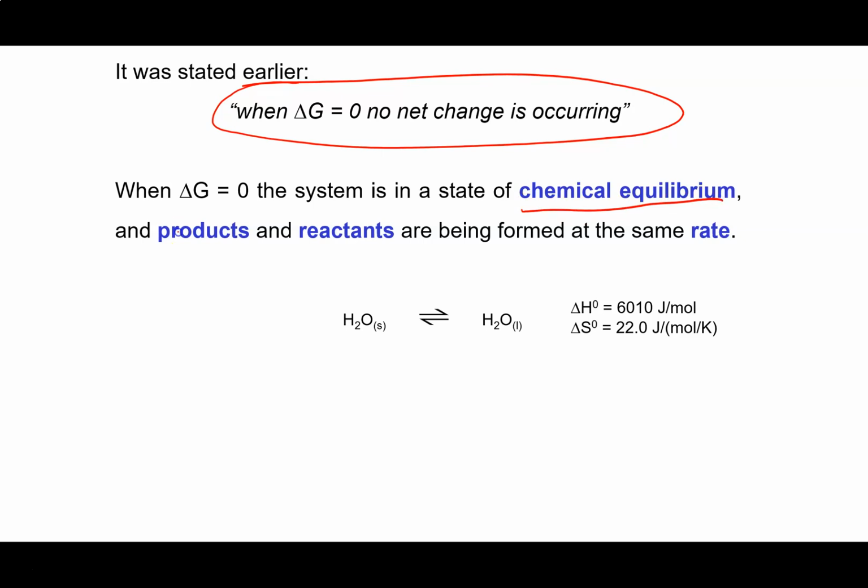Under these conditions, the reaction is occurring in both directions, but the forward reaction and the reverse reaction are occurring at exactly the same rate. So there is no change in concentration of either the reactants or the products. It's a stable sort of situation. The reaction isn't occurring in any net direction, neither forwards nor backwards. I mention this because the overwhelming majority of your time in Chemistry 163 is going to be spent studying systems that are at chemical equilibrium.